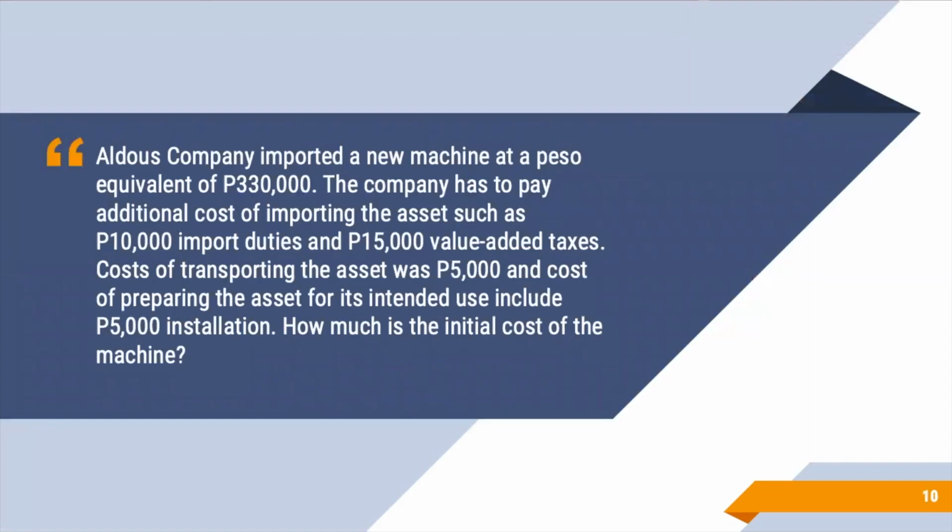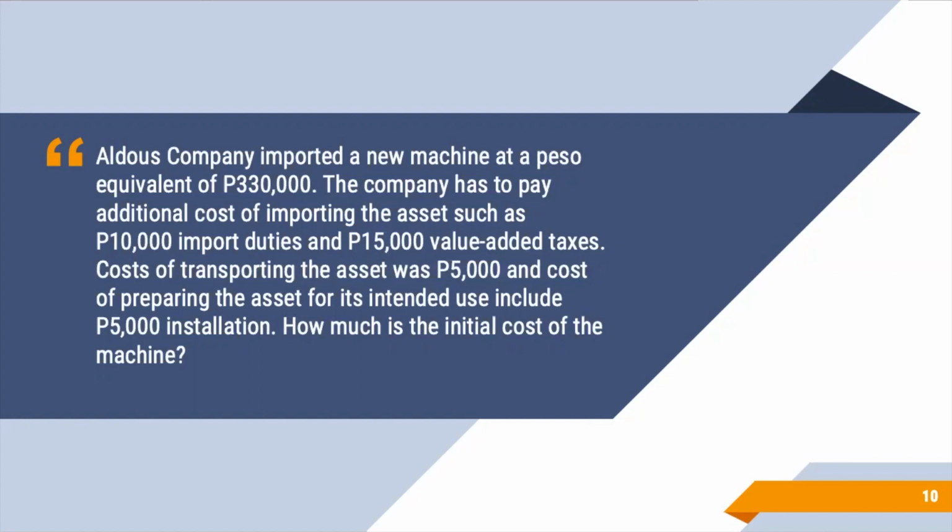So let's have an example. For example, Aldo's company imported a new machine at a peso equivalent of 330,000. The company has to pay additional costs of importing the asset such as 10,000 import duties and 15,000 value-added taxes. Cost of transporting the asset was 5,000 and cost of preparing the asset for its intended use includes 5,000 installation. How much is the initial cost of the machine?